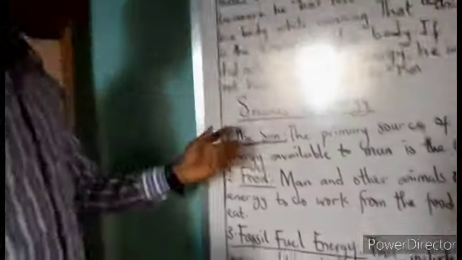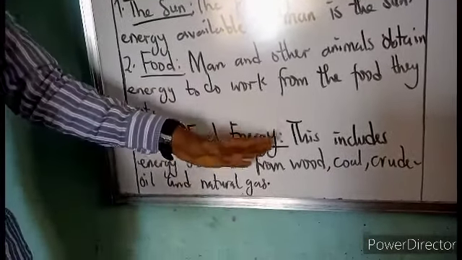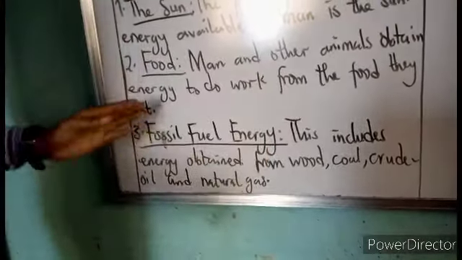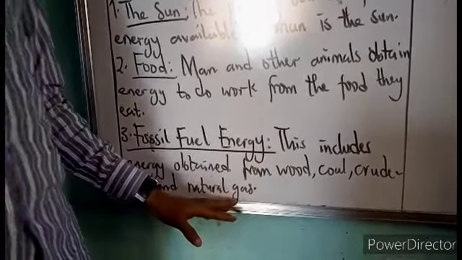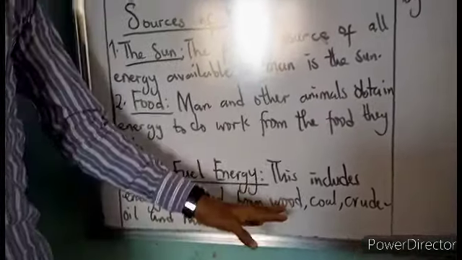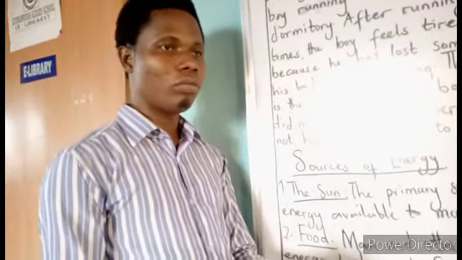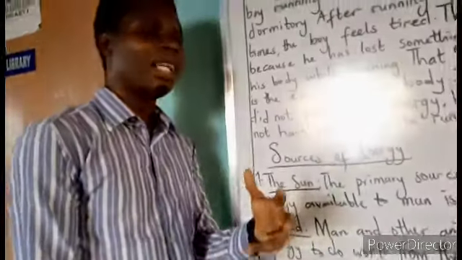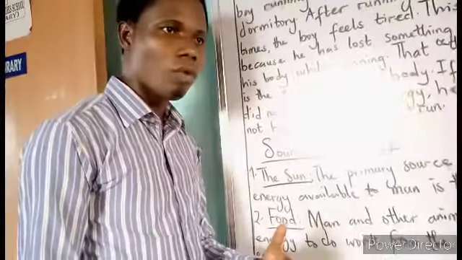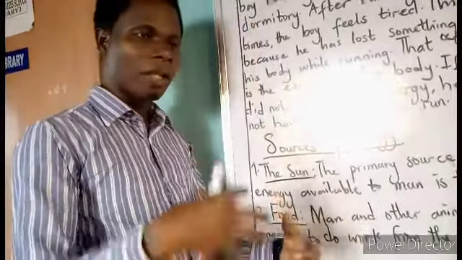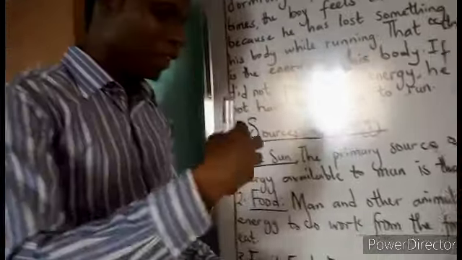All right. Another source of energy is the fossil fuel energy. This includes energy obtained from wood, coal, crude oil, and natural gas. The energy we get from things like wood. For example, if I gather wood together and I'm trying to cook, and I feel so cold, and I sit beside the wood, the heat that comes from the burning of wood can be called fossil fuel.